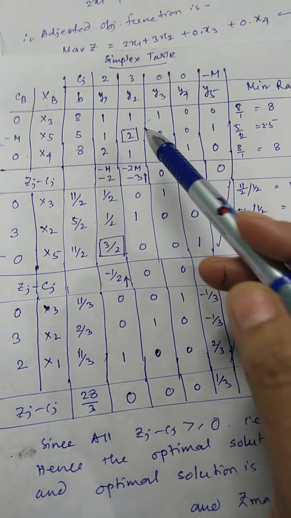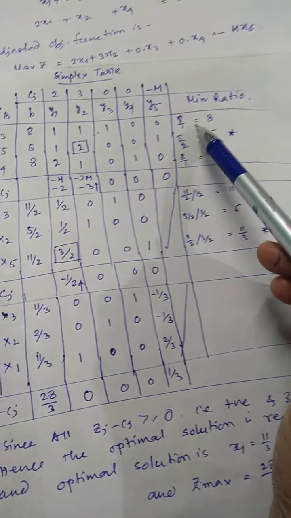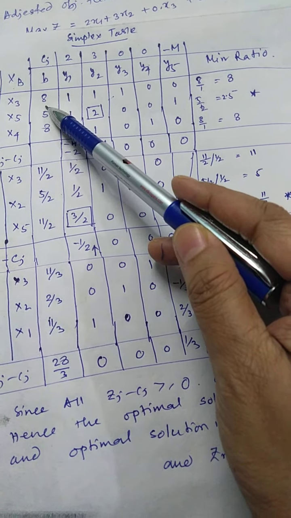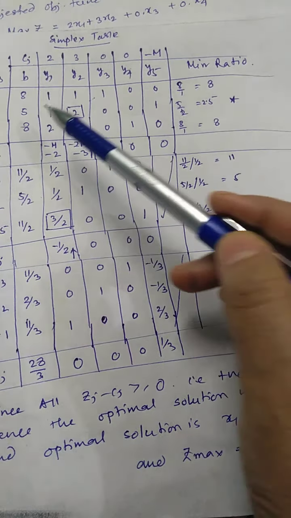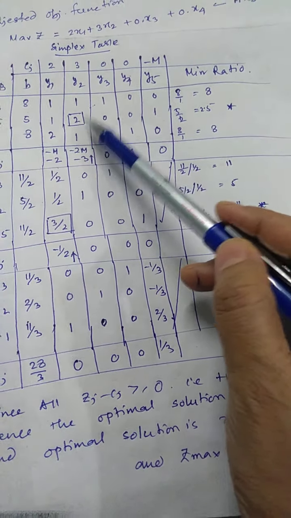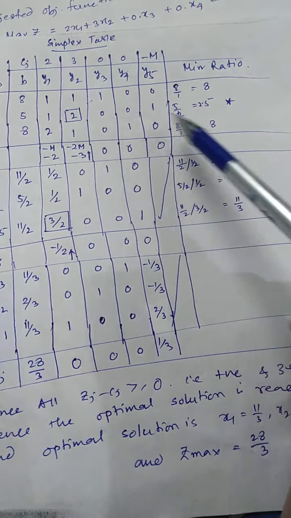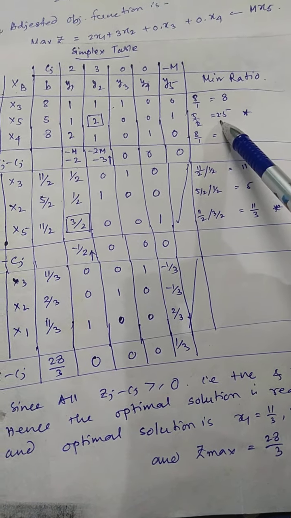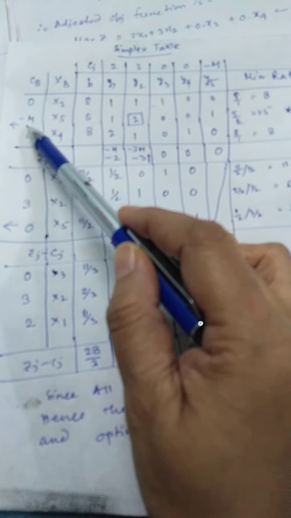So we have to depart someone. For the departing vector we have to calculate the minimum ratio. Minimum ratio for what? We have to calculate it using the entering vector and the right hand vector. So 8 divided by 1 equals 8. 5 divided by 2 equals 5 by 2, 2.5, and 8 divided by 1 equals 8. So the minimum value is 2.5, and the corresponding vector x5 will depart from the basis.